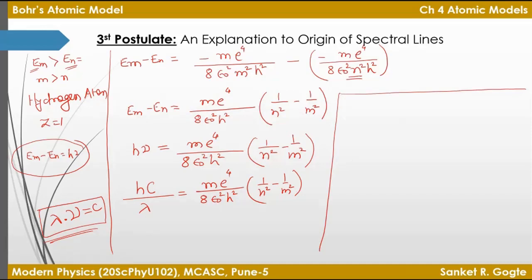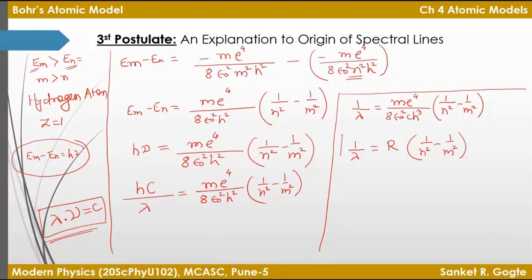Let me write here in this box now. So 1 by lambda, I'll rearrange this equation and write it as m e^4 divided by 8 epsilon_0^2 c h^3, and then in the bracket, 1 by n^2 minus 1 by m^2. Now, it is the same relation as that observed for spectral lines. What is the only difference? This whole term, we considered it as a constant, Rydberg's constant, and therefore I'll write that equation in that form: R into (1 by n^2 minus 1 by m^2). So we have successfully obtained this relation for the spectral lines of hydrogen by using Bohr's atomic model.